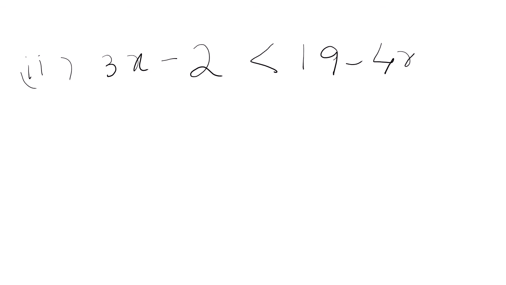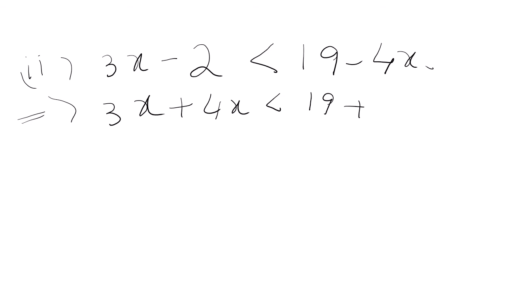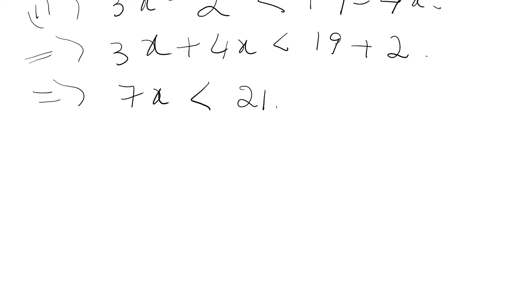Okay. Now the second sub question, 3x minus 2 is less than 19 minus 4x. This is the second sub question. So again, bring minus 4x to this side, it will become plus 4x. 19 remains here. Minus 2, when you take it to the other side, becomes plus 2. So 3x plus 4x is 7x is less than 19 plus 2, which is 21.